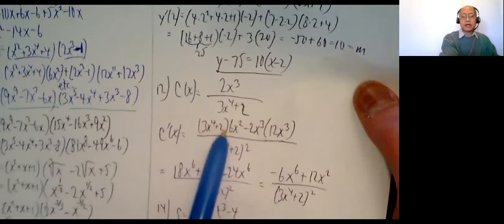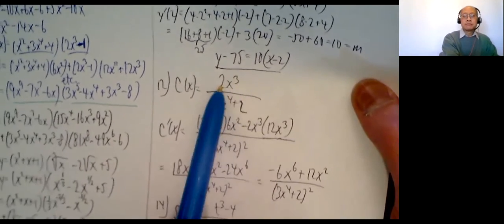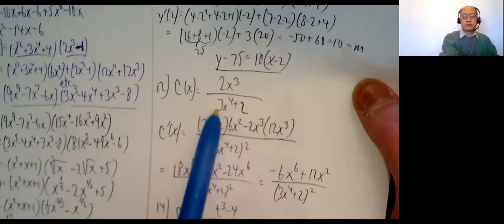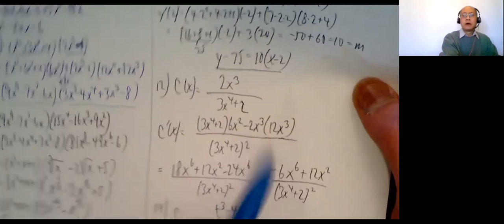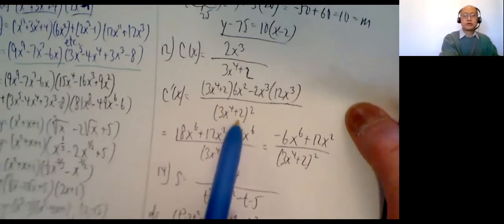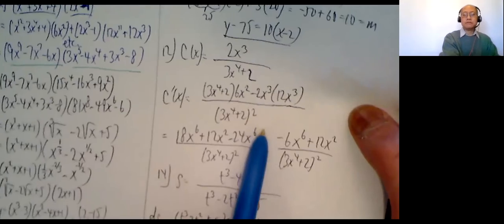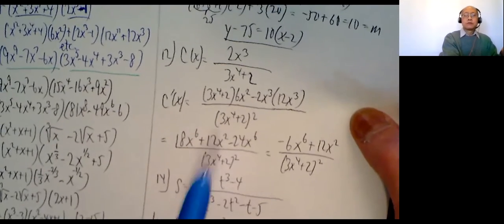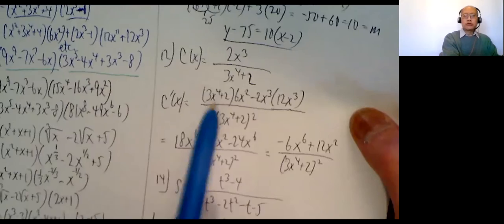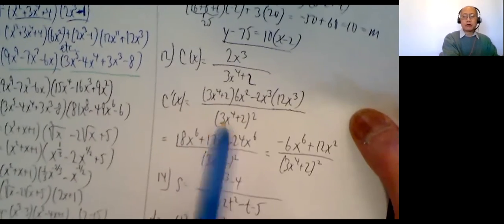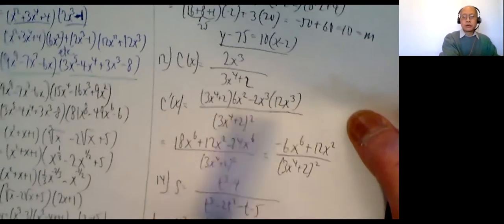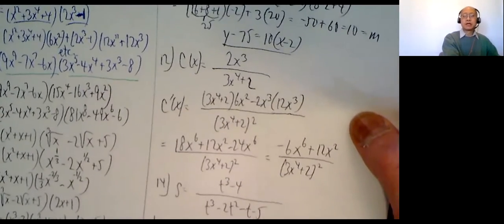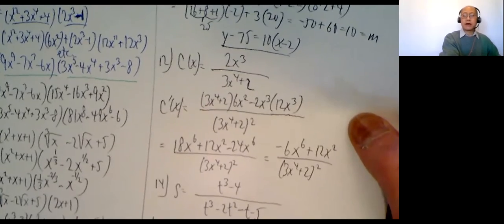So bottom times the derivative of the top minus the top times the derivative of the bottom. So the derivative of the bottom is 12x cubed, all over the square of the denominator, 3x to the fourth plus 2 quantity squared. Okay. Now, that's the calculus part. Usually it's not worth multiplying out the bottom. Don't multiply at the bottom. It is usually worth it to multiply at the top because sometimes stuff cancels out or combines.